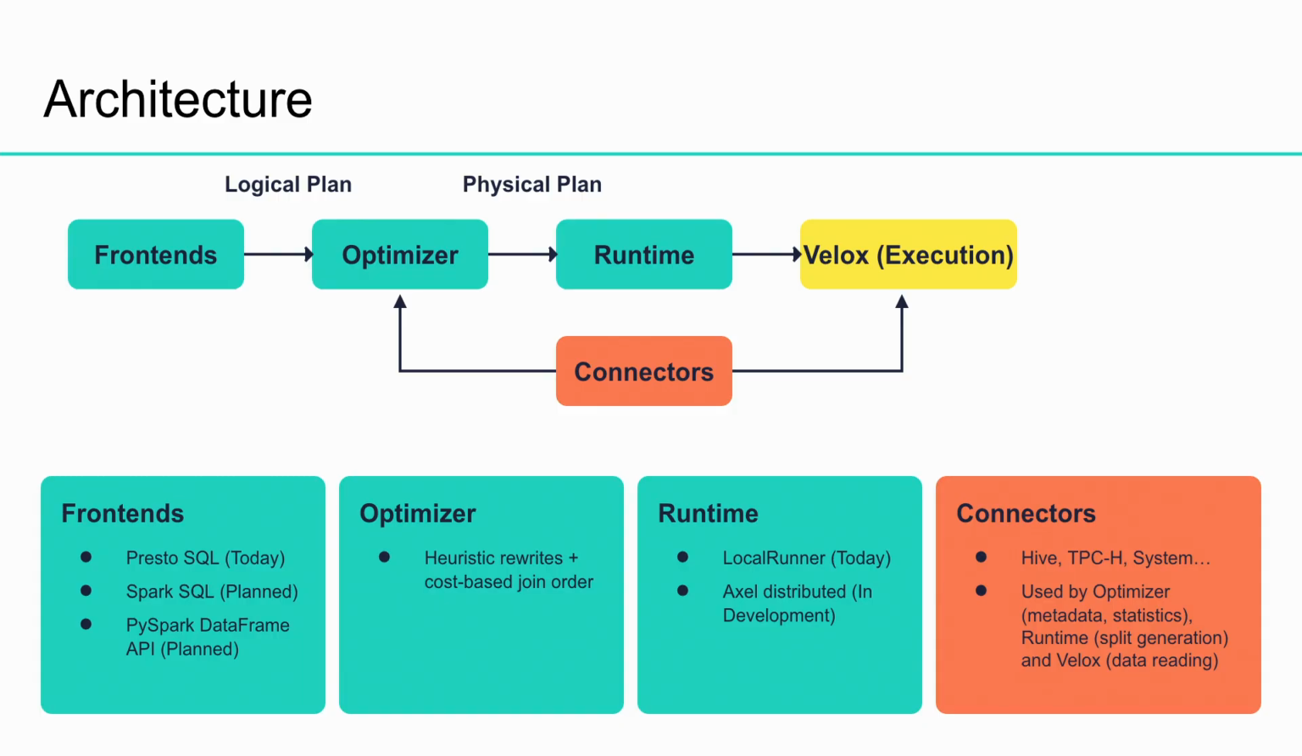Axiom is that missing optimizer and more. Let me walk you through the architecture. It comes down to composable components connected by stable contracts. At the top, you have the front ends. Each one, Presto SQL, Spark SQL, PySpark DataFrame API, has its own parser and analyzer. They are independent components, but they all produce the same thing, a dialect-agnostic logical plan.